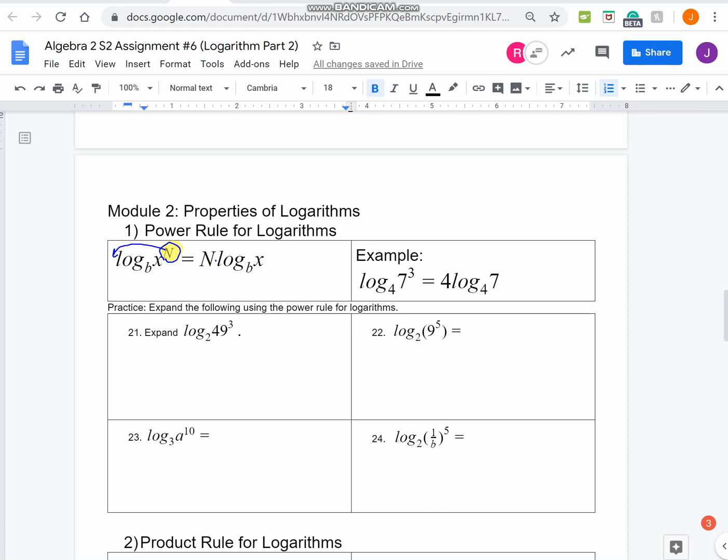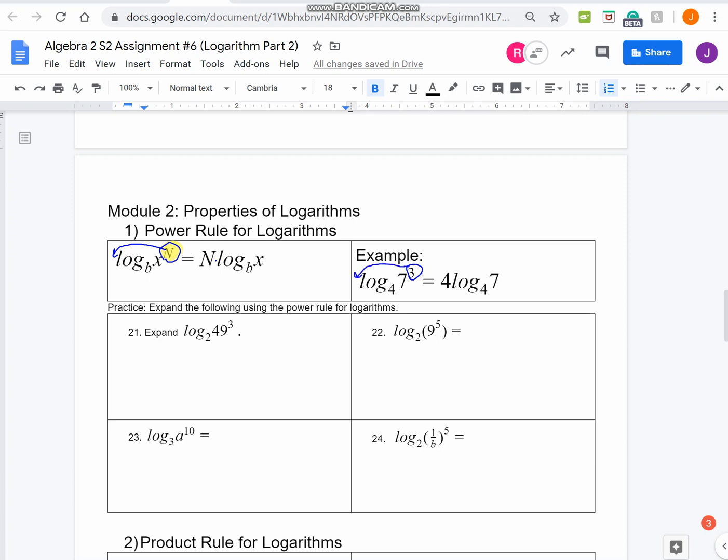So, for example, if you got log base 4 of 7 to the third power, then what you can do with this exponent again is bring it all the way to the front.